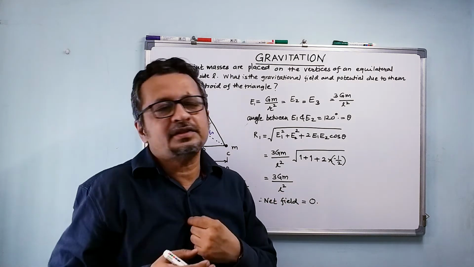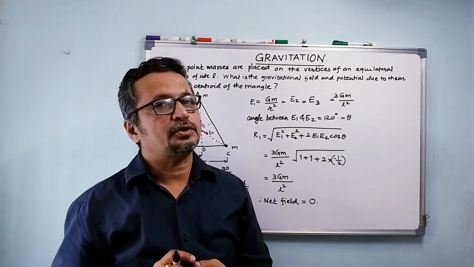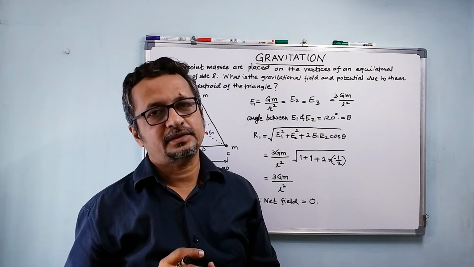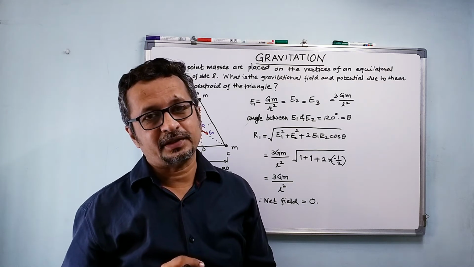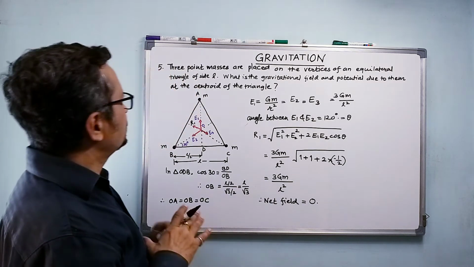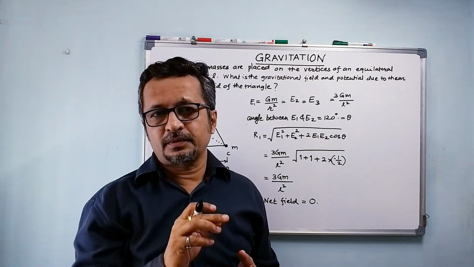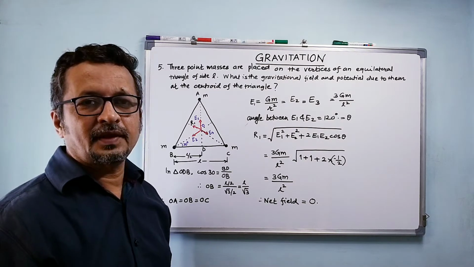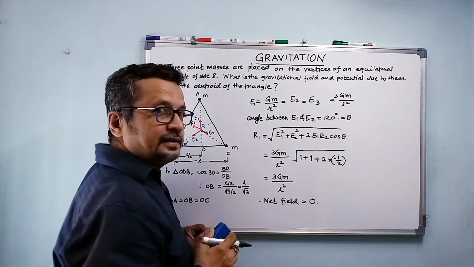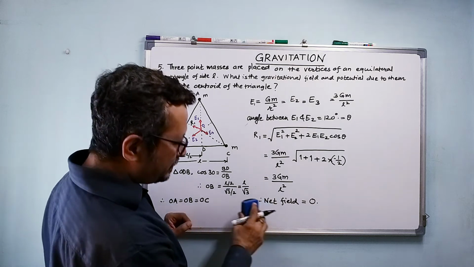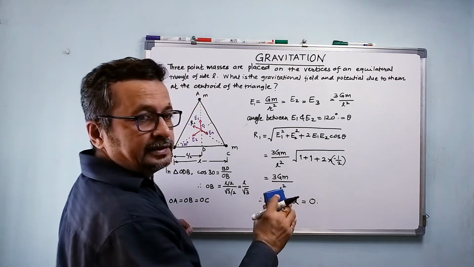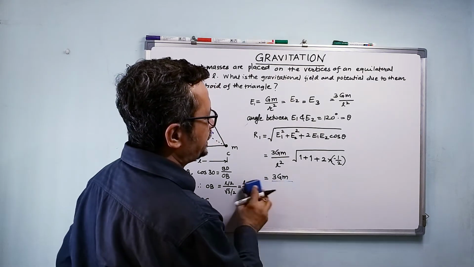Now gravitational potential is not a vector quantity, is it? It is a scalar quantity. So for gravitational potential, we need to add the potentials, correct? So I'm now going to clear this, okay? You can watch it later.